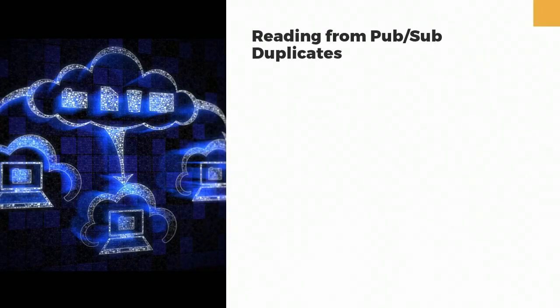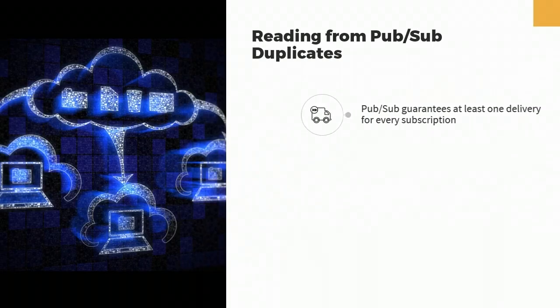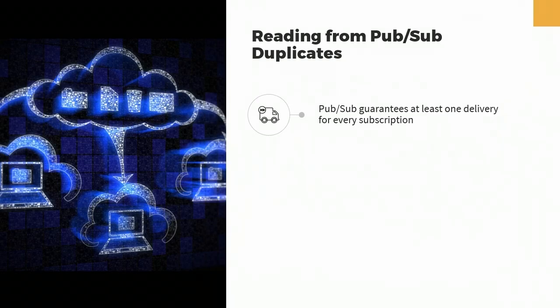What happens next is that we're going to be reading our Pub/Sub duplicates. It's quite simple, because Pub/Sub is going to guarantee at-least-once delivery for every subscription. This is a key phrase here: at-least-once delivery for every subscription.